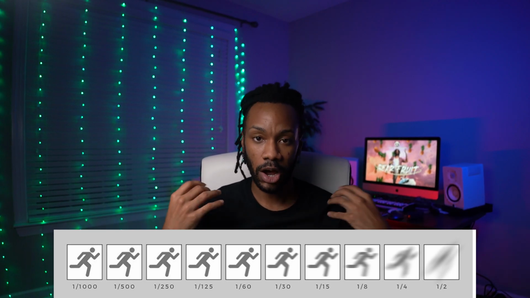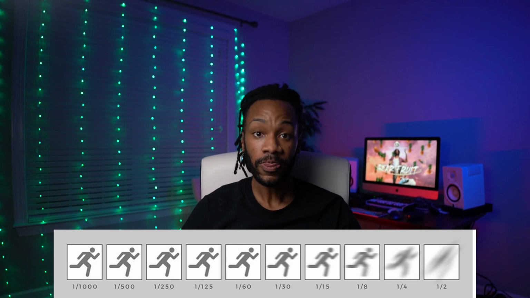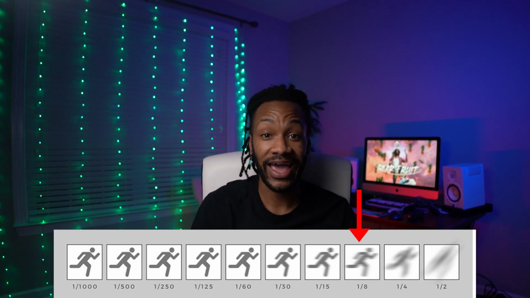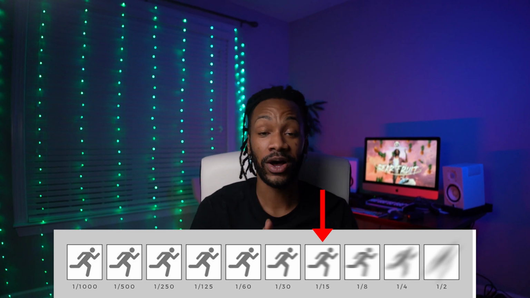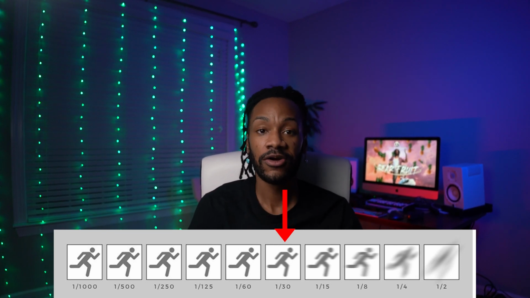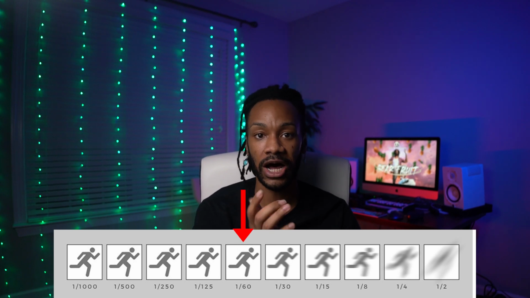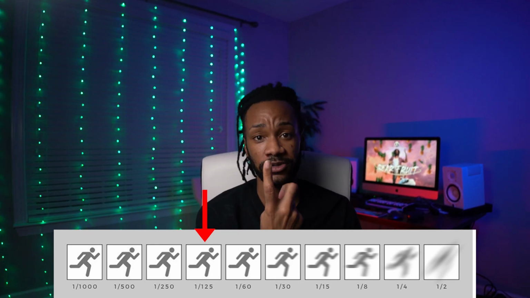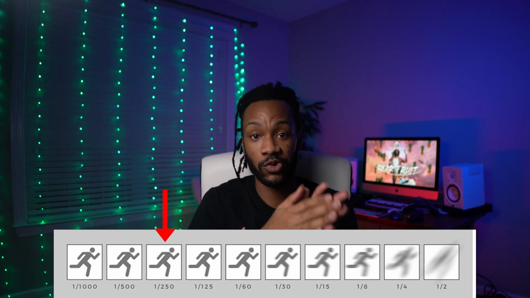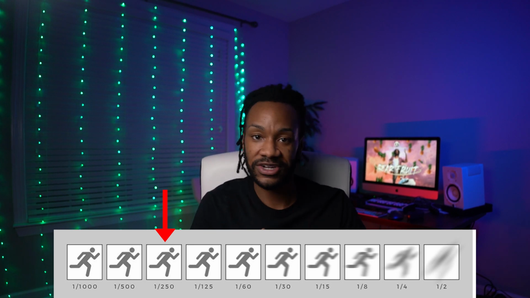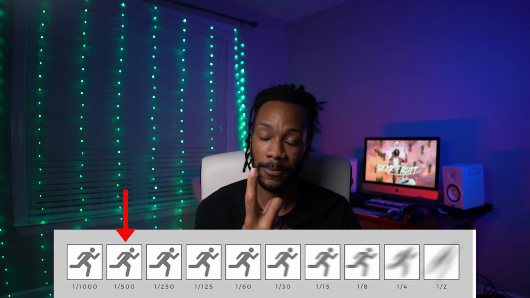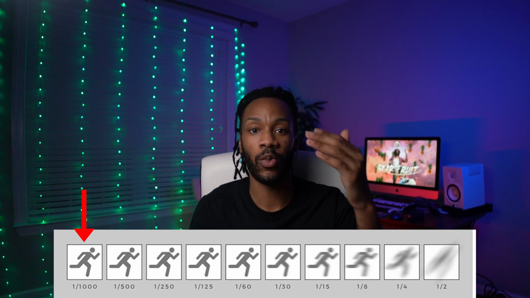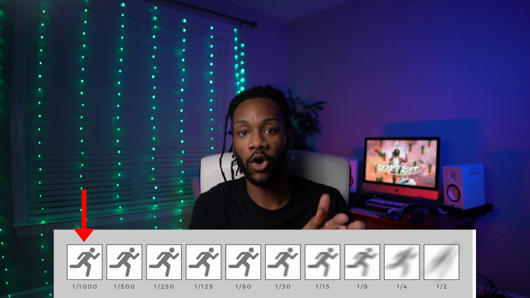So shutter speed also has stops of light. Let's break it down. From 1/2 to 1/4 is one full stop. From 1/4 to 1/8 is one full stop. From 1/8 to 1/15 is one full stop. From 1/15 to 1/30 is one full stop. From 1/30 to 1/60 is one full stop. From 1/60 to 1/125, not 120, it's actually 125, is one full stop of light. From 1/125 to 1/250 is one full stop. From 1/250 to 1/500 is one full stop. From 1/500 to 1/1000 is one full stop. And then from 1000 to 2000 to 4000 to 8000, those are all one stops.